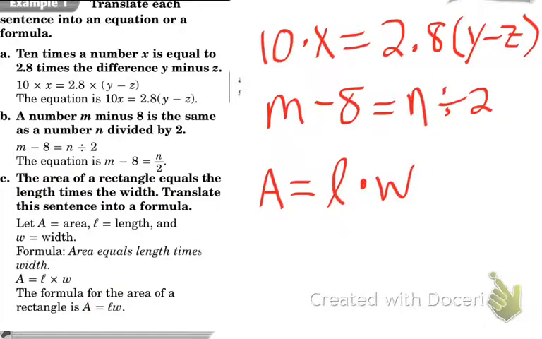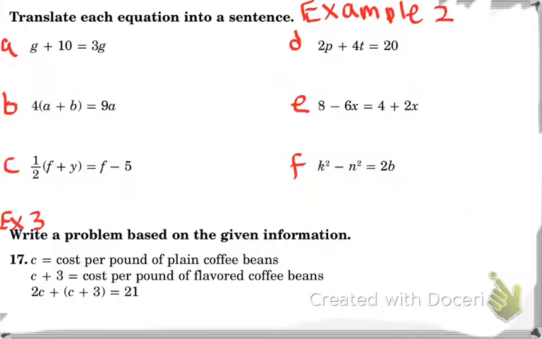So in these examples, we went from a sentence to an equation. Now we're going to go in the opposite direction. We're going to go from an equation to a sentence. So let's say you had example 2, A, B, C, D, and F. Now I'm not literally going to explain all of these. I'll help you with some of them. Then I'm going to have you try some others. So try some of them.